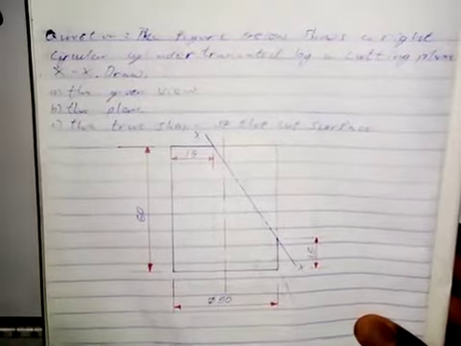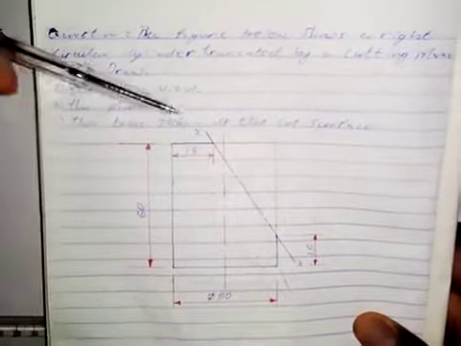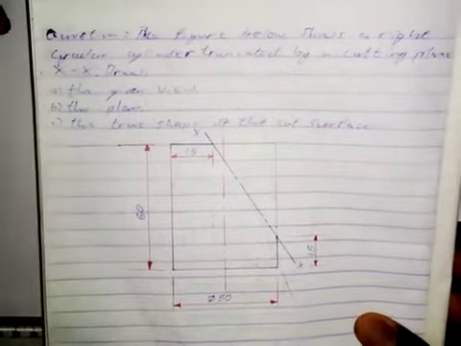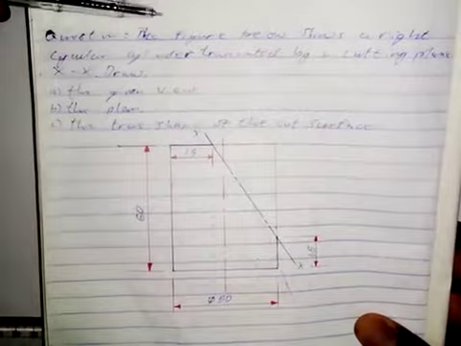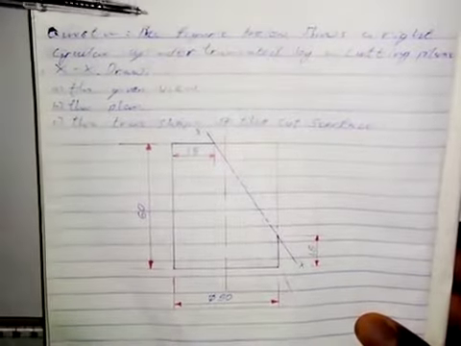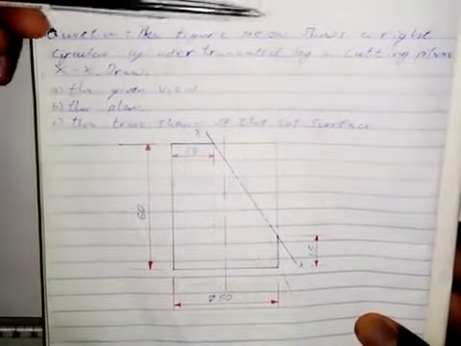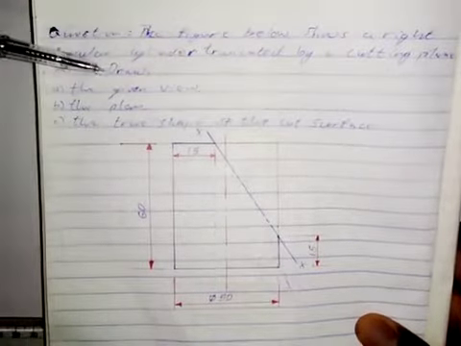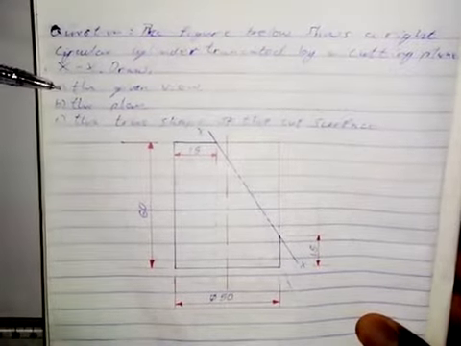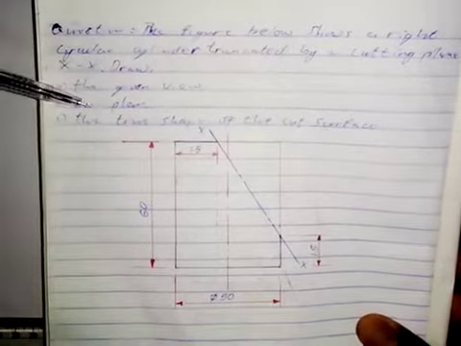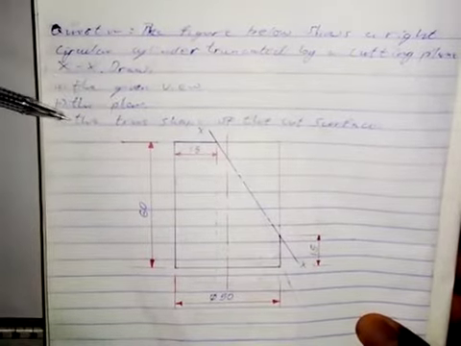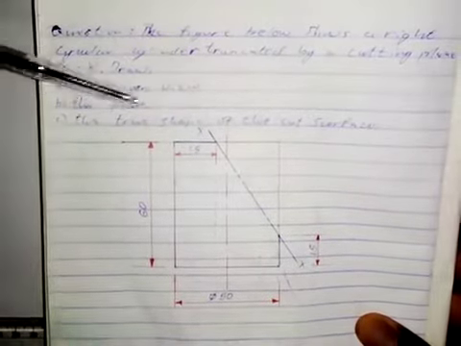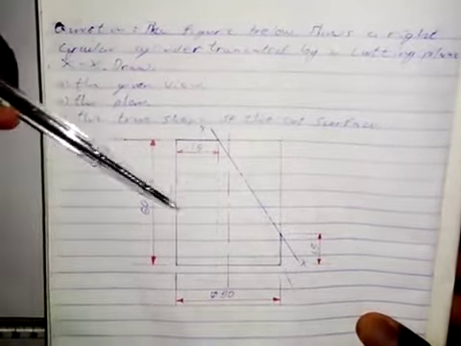Right now, I want to show you how you can solve this problem, which has to do with a truncated cylinder. But let me read the instruction or the question, so that we know what we are to do with this diagram. Here we have that the figure below shows a right circular cylinder truncated by a cutting plane XX. Draw question A, the given view, question B, the plan, and question C, the true shape of the cut surface. So we want to answer these three questions using this diagram.